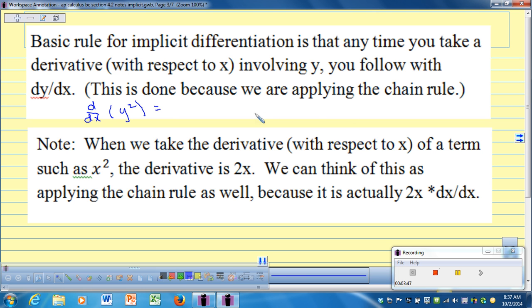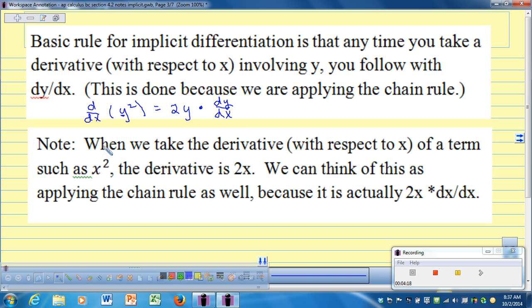So how do we apply chain rule if something squared is the outside function? 2 times that something, which is y, times the derivative of the inside. Well, the inside is y, so the derivative would be dy dx. So that is the chain rule. And you will apply that in implicit equations anytime you're taking the derivative of the y.